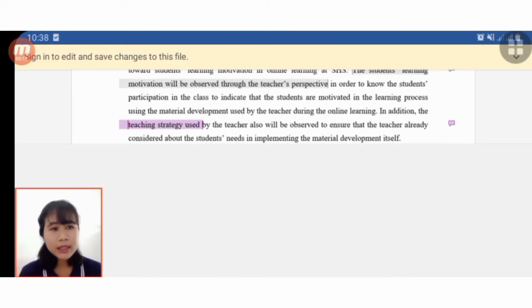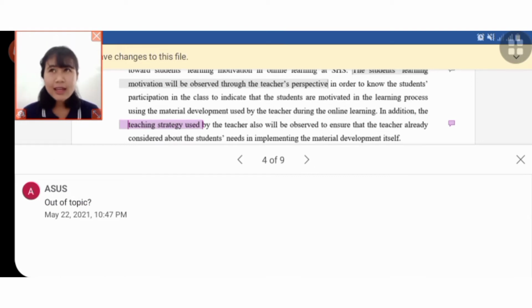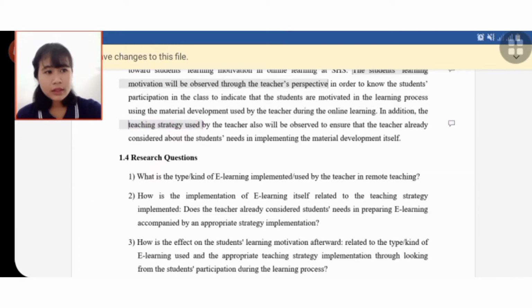I also give my comment on this part. In addition, the teaching strategy used by the teacher also will be observed to ensure that the teacher already considered the student need in implementing the material development itself. I am just confused whether it is out of topic or what, because the title only mentions material development used by the teacher, but here you also mention the teaching strategy used. It is just my confusion on your proposal.